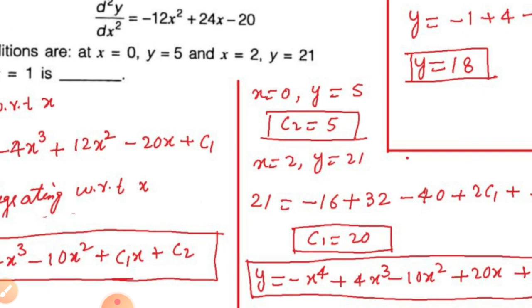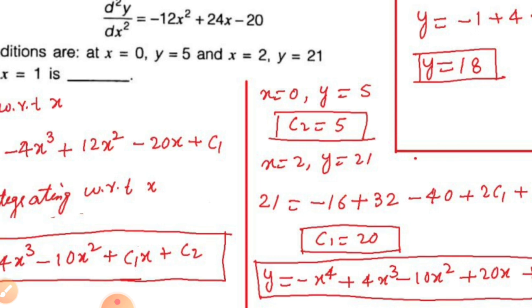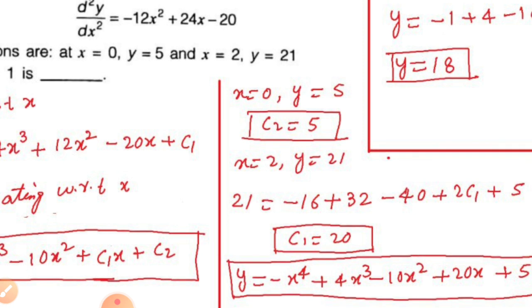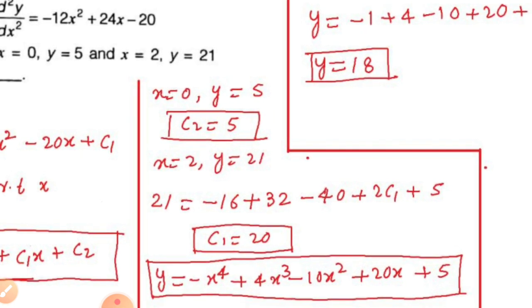So, if we put x equal to 0 and y equal to 5, we will have that c2 is equal to 5. And if we put x equal to 2 and y equal to 21 in this solution of the differential equation, we will have that c1 is 20. So, we now have all the values of c1 and c2. These values can be put into the general solution of the differential equation. So, the exact solution will be y is equal to minus x to the power 4 plus 4x^3 minus 10x^2 plus 20x plus 5.